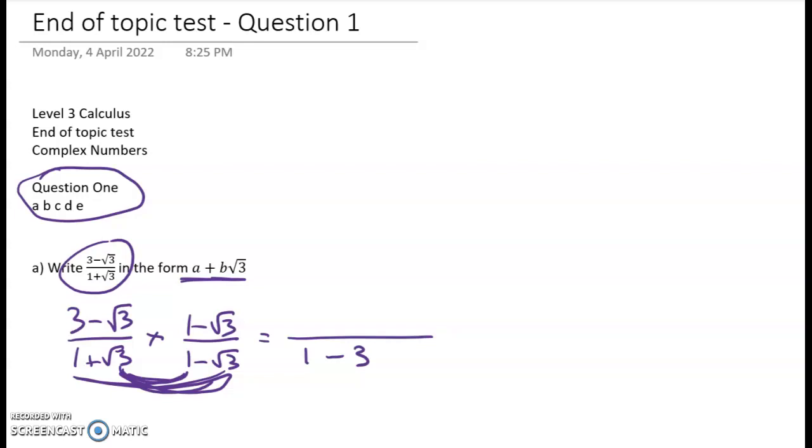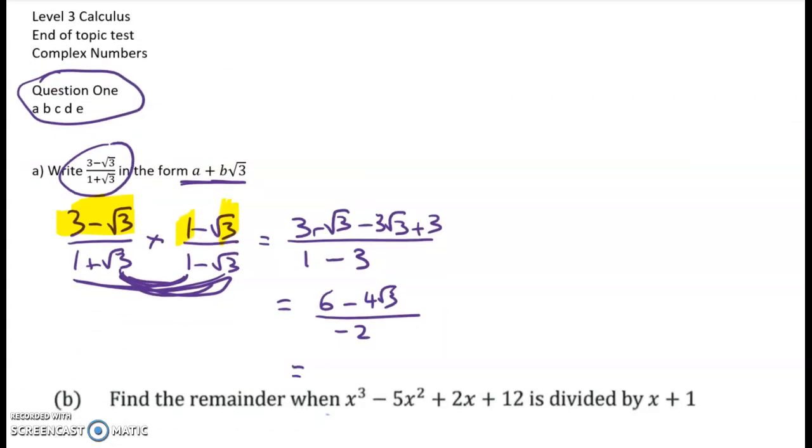And in the numerator, we have 3 minus root 3 minus 3 root 3 plus 3. Okay, so what I'm doing there is I'm doing the 1 times all of that, and then take away the root 3 times all of that. Cleaning that up, we are left with 6 minus 4 root 3 over negative 2, which equals negative 3 plus 2 root 3. So that was an achieved question, not surprisingly.